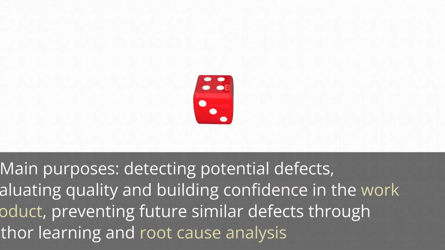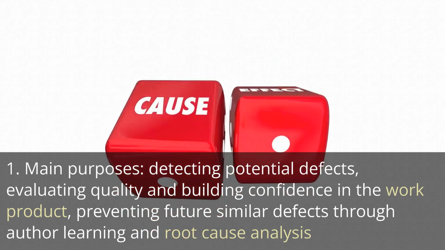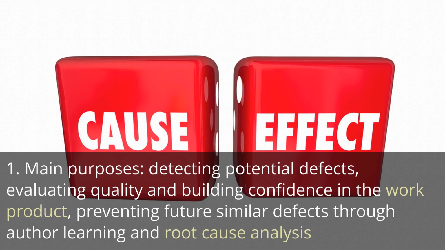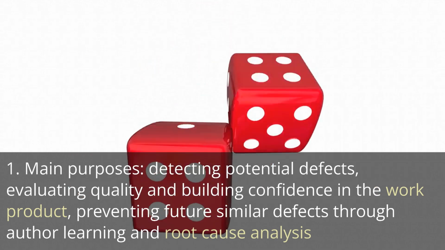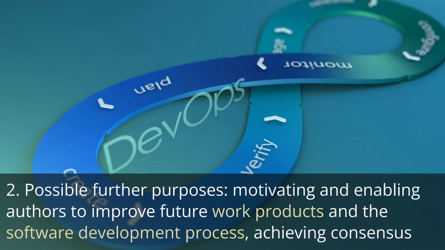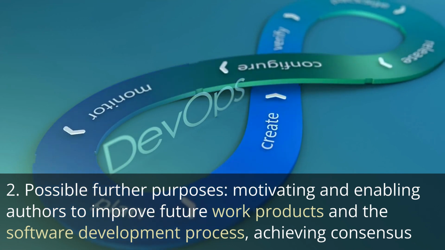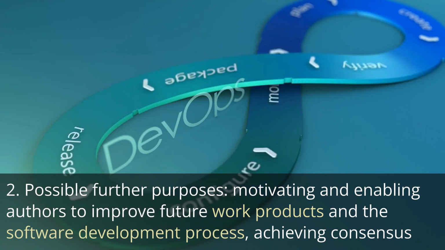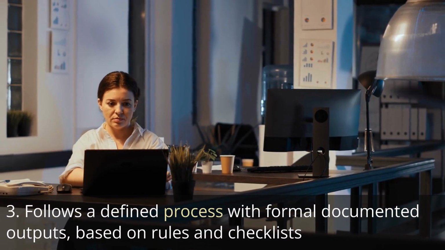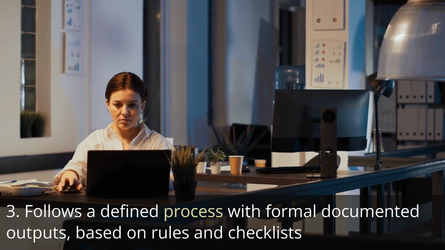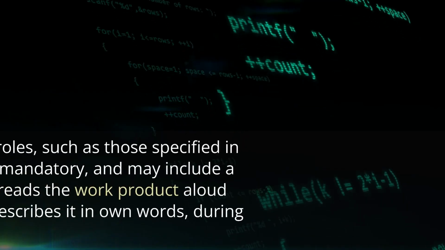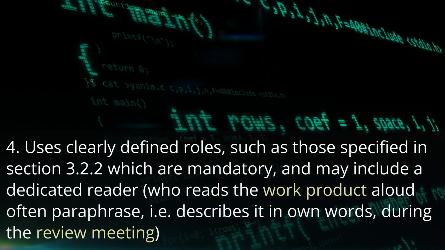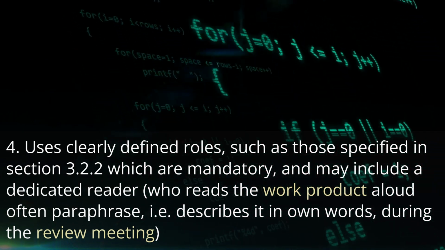Inspection. 1. Main purposes: detecting potential defects, evaluating quality and building confidence in the work product, preventing future similar defects through author learning and root cause analysis. 2. Possible further purposes: motivating and enabling authors to improve future work products and the software development process, achieving consensus. 3. Follows a defined process with formal documented outputs, based on rules and checklists.